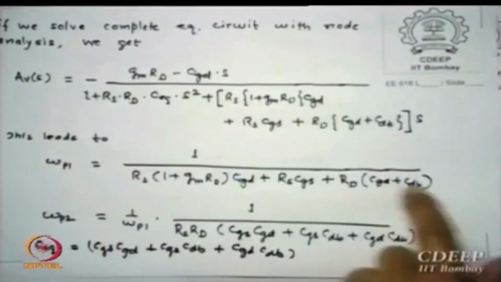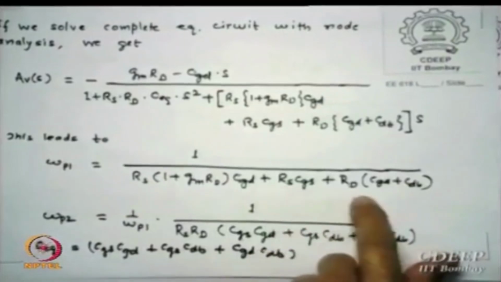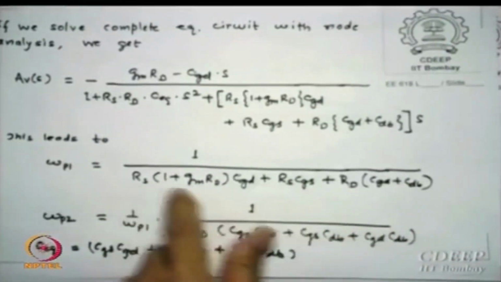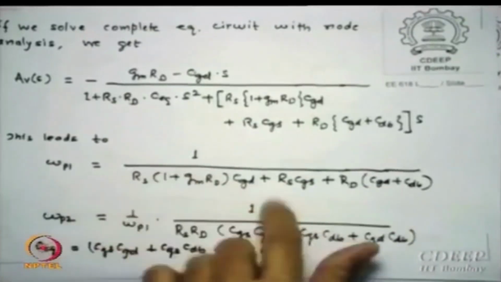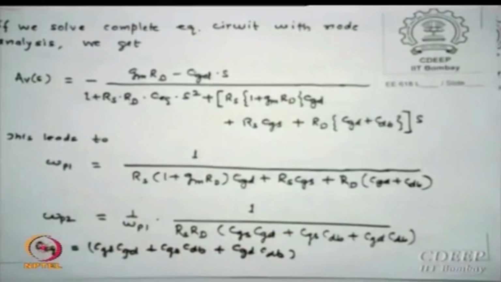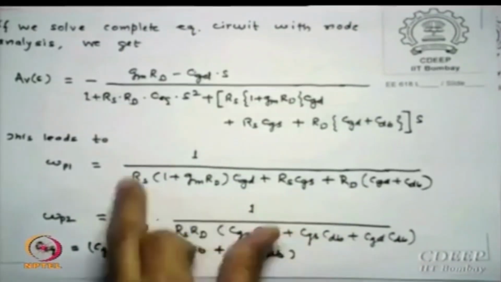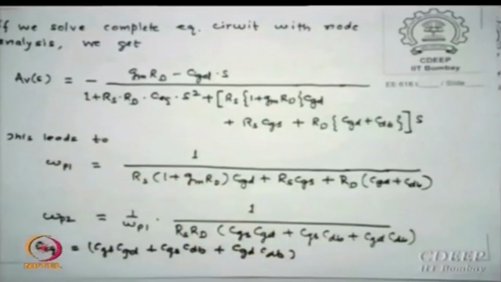If you see your expression a little carefully, there is a time constant here, a time constant here, a time constant here. If this is separated, this will become RS. If this is added with this, then this CGD and CDG times RD plus this into CGD is a time constant, RS into this plus this is another time constant. So all that we are seeing is there is a sum of time constants is all that you are getting through all those expressions, okay.